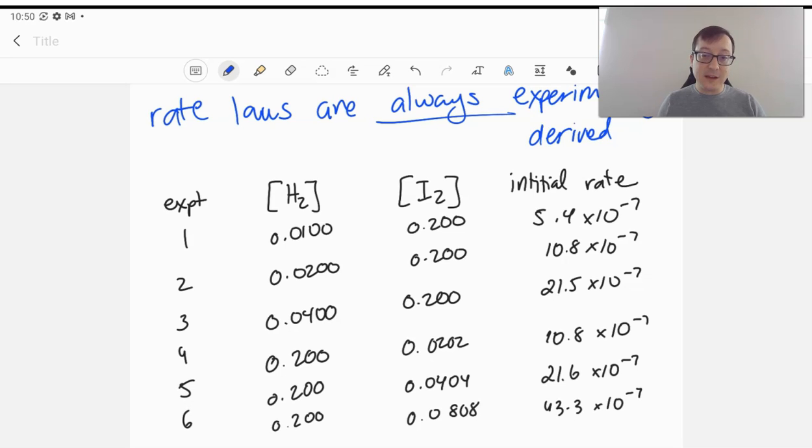And so we can see here, in the first 3 experiments, our iodine concentration is unchanged, but our hydrogen concentration is increasing. We see, for example, between experiments 1 and 2, our concentration of hydrogen doubles. And if we look at the rate, our rate has also doubled, which tells us that we have some information about the rate of reaction here.